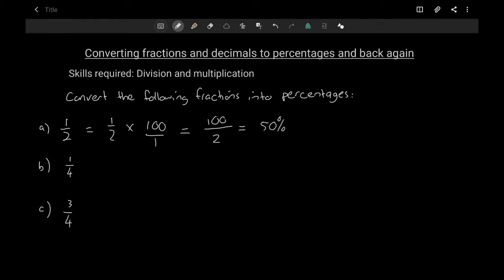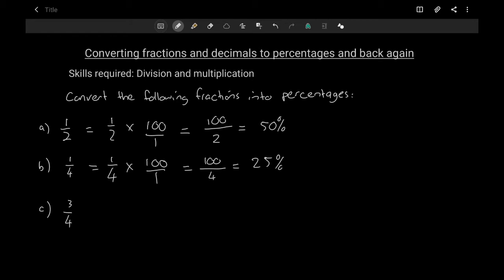If we look at the second example, 1/4. To change 1/4 into a percentage, we do exactly the same thing. We write 1/4 multiplied by 100 over 1. Again, top times top. So 100 times 1 is 100. Bottom times bottom, 4 times 1, which is 4. And you know that 100 divided by 4 is 25. So the answer is 25%.